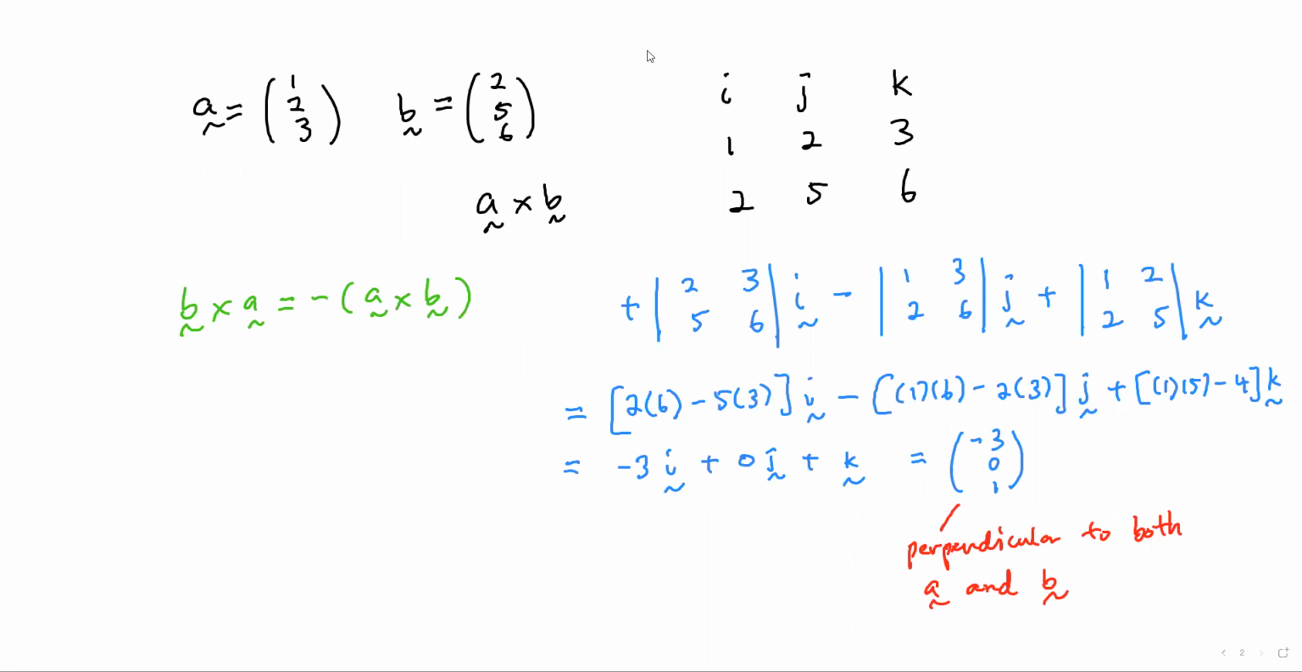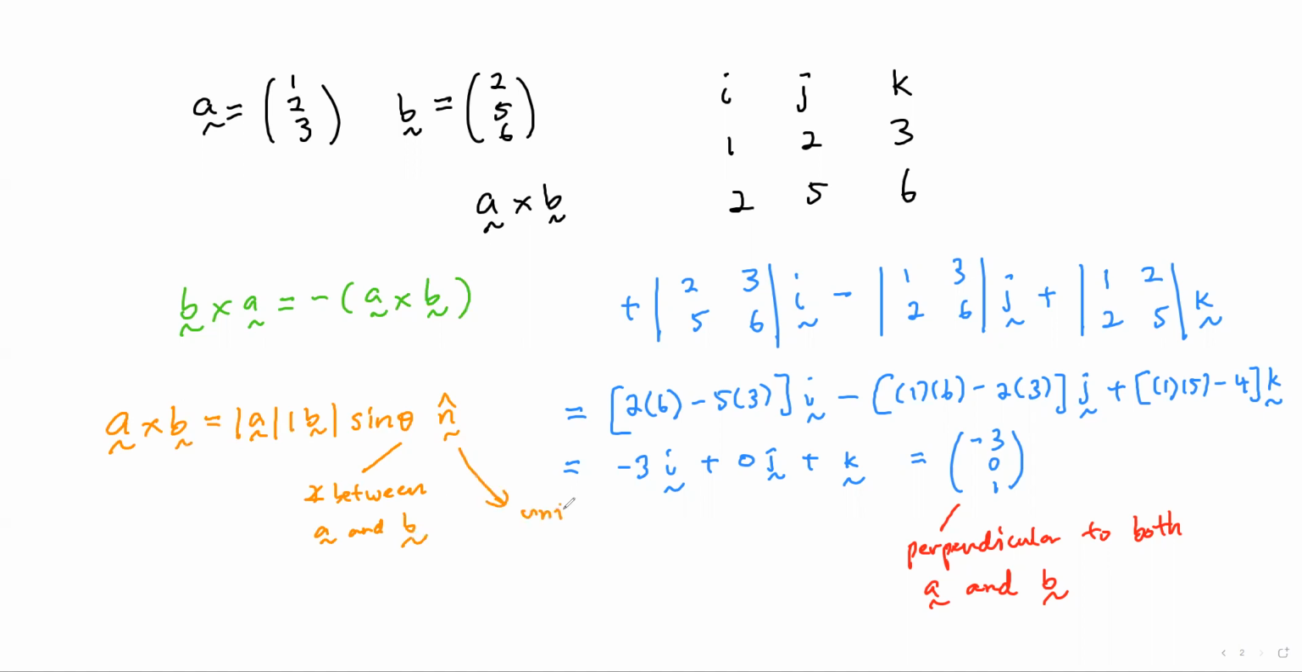The cross product is also related to the angle between the vectors. Let me write down the relationship here. A cross B is equal to the magnitude of A times the magnitude of B times sine theta times n. Theta is the angle between A and B. So what is n?